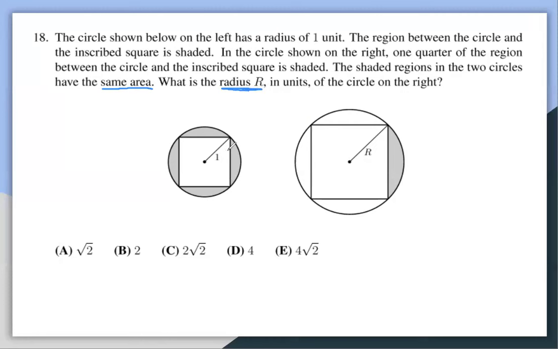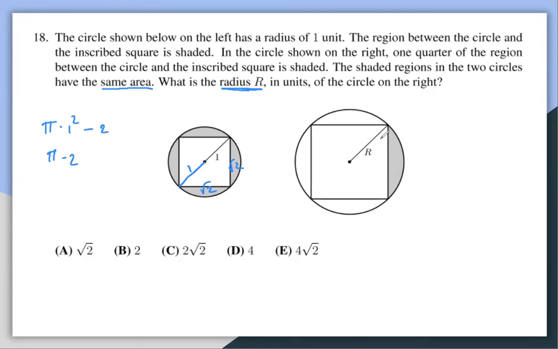This is kind of obvious because if you connect this, the diameter is 2. If I want to find the shaded region, I need to find the area of the circle, which is pi times 1 squared, and subtract the area of the square. Since the diagonal is 2, I can divide by root 2 to get the side length, which is root 2 and root 2. So the area of the square is root 2 times root 2, which is 2. So pi minus 2 is the shaded region on the left.